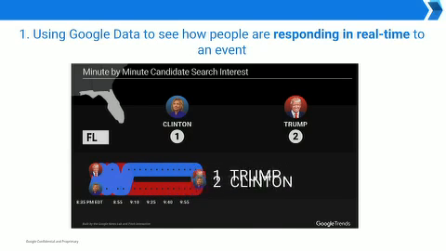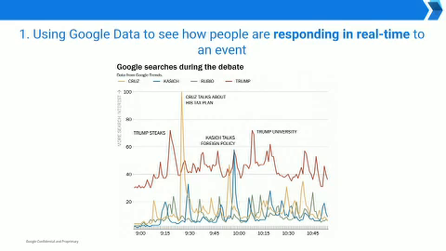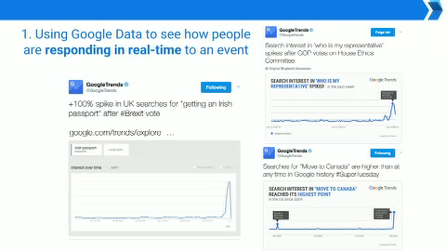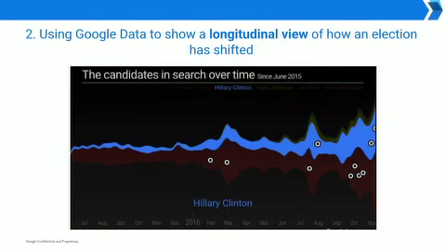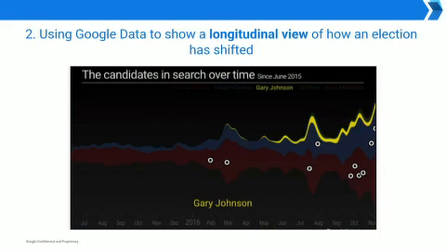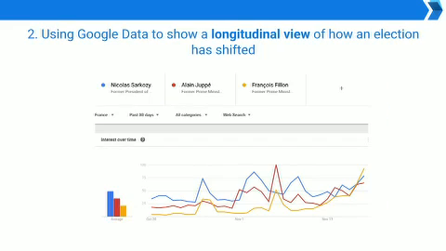Same thing here, how people are responding in real time to an event. You might have, for example, a TV debate, and then you go and check how people are reacting online to that debate, asking questions and trying to find information on the people who are there, on the topics that are being discussed. And again, you can see how an election has shifted in time, in a longitudinal way.